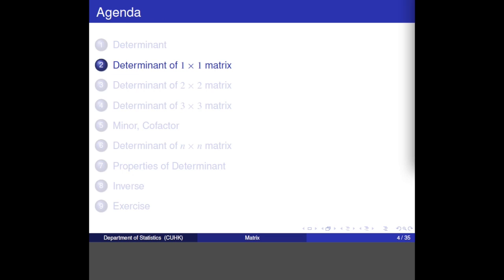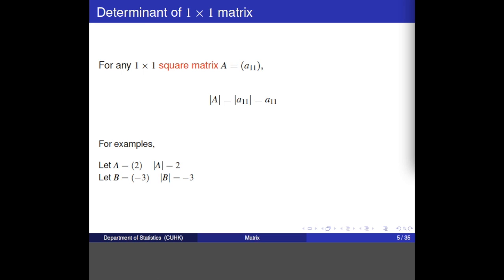Determinant of 1 times 1 matrix. For any 1 times 1 matrix A, here, the determinant of A is equal to the element of A. Please note that the matrix must be a square matrix. For examples, this is the matrix A. The determinant of A is 2. Here is another example. This is the matrix B. The determinant of B is -3.